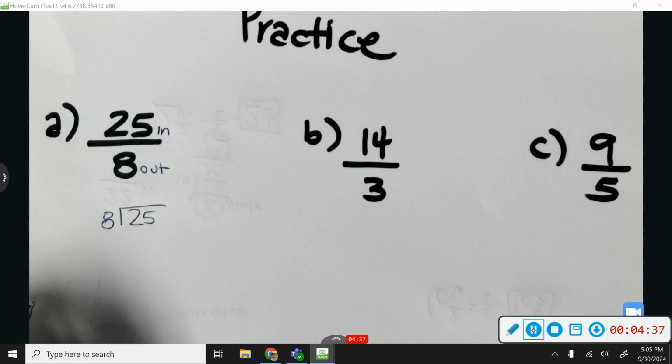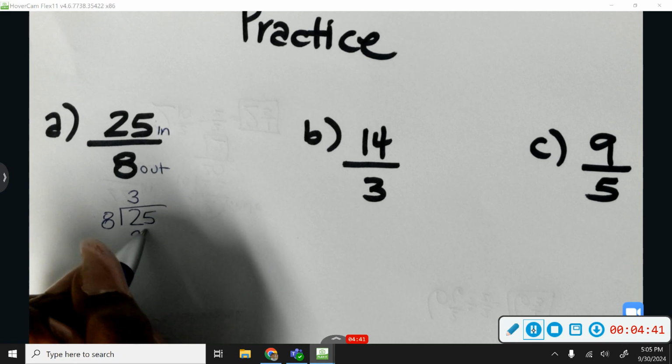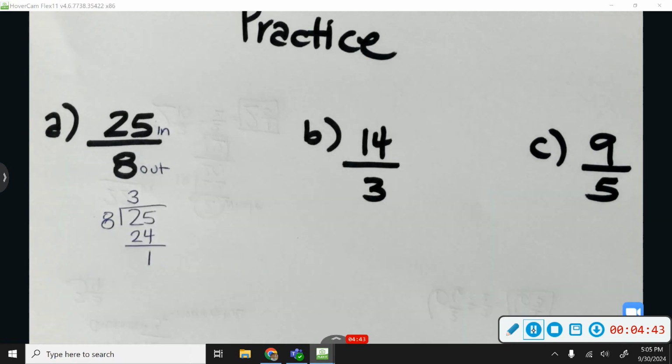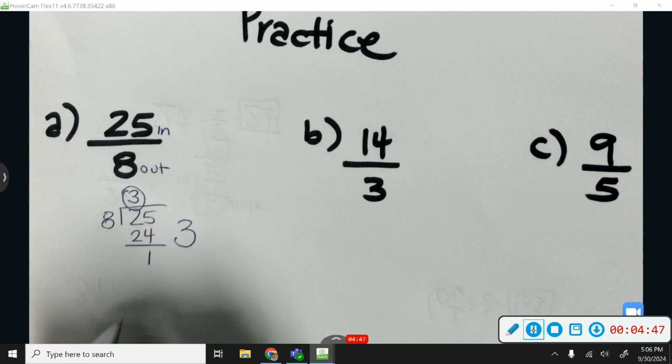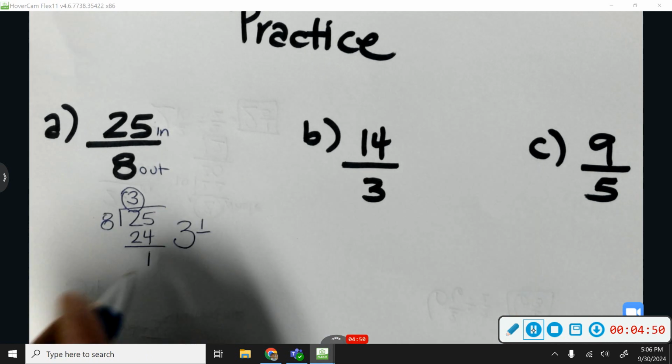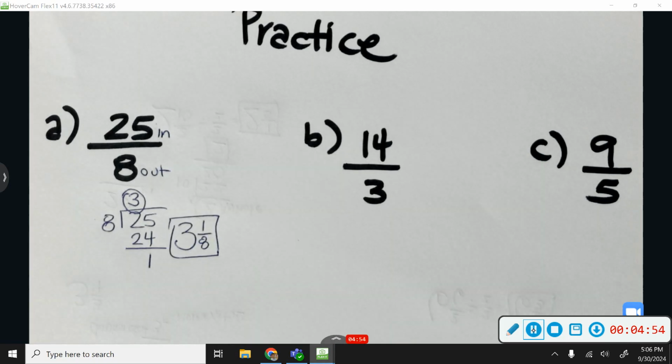We know that 8 goes into 25 3 times, 1 left over. Whole number is 3, numerator 1, denominator 8. Go ahead and try the rest by yourself.